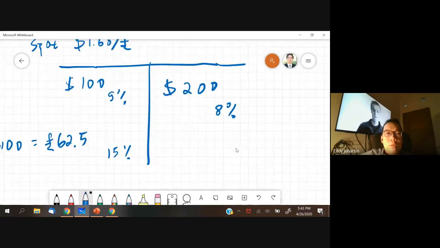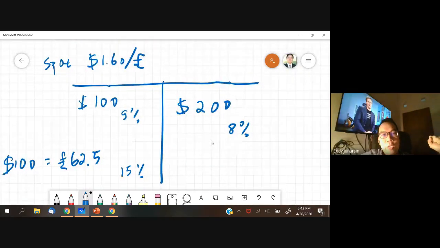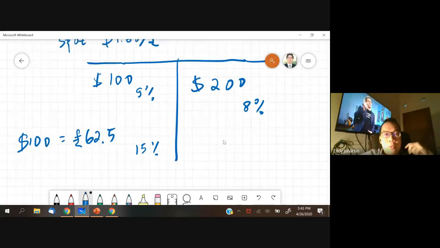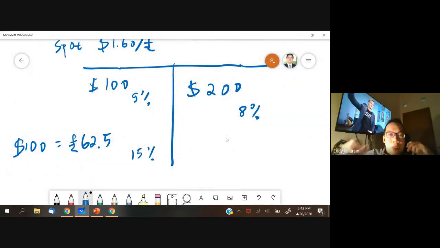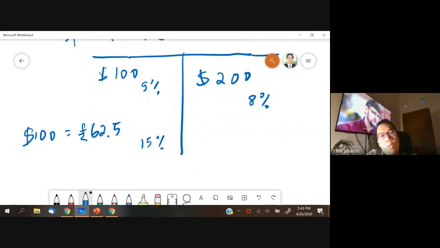So the second one is to use the off-balance sheet hedging, or derivative market trading. So now see your position, right? So you have 62.5 million pounds as your assets. So what will make you happy and what will make you sad? This is a very important principle, right?